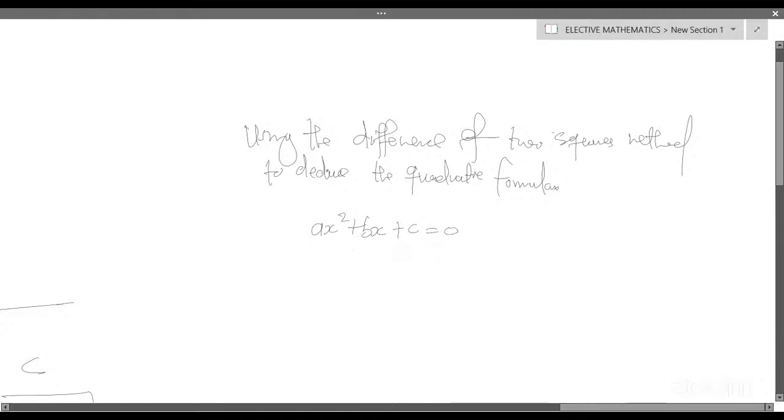So, in order for us to use the difference of two squares, we have to divide here by a, divide here by a. It's like we are finding the value of x. We are making x the subject. That is basically what it means, right? Good. So this cancels this. So now we will have what? x squared plus bx over a plus c over a equals 0.